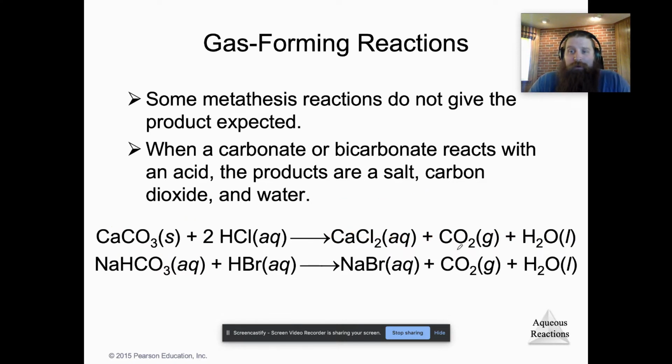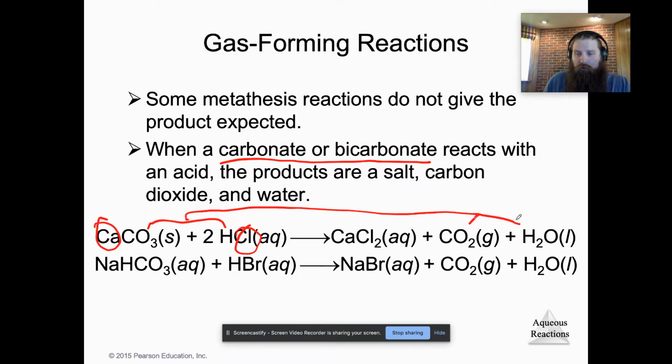Something to kind of point out, right? When you have a carbonate or a bicarbonate in a reaction, so we're just building on what we already know, that's not going to follow the double displacement rules. That's going to be a little bit different. You're going to get salt, you're going to get carbon dioxide, and you're going to make water. So the salt is still going to form between the metal and the non-metal. But the carbonate and the hydrogen are going to form CO2 and water. So these two together are going to form that right there, okay?